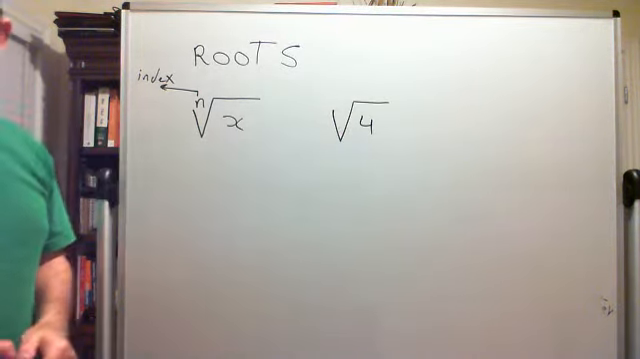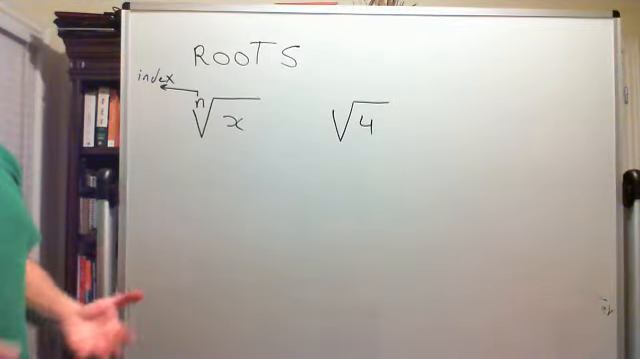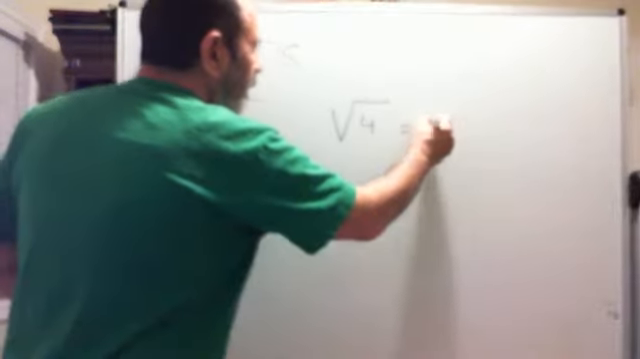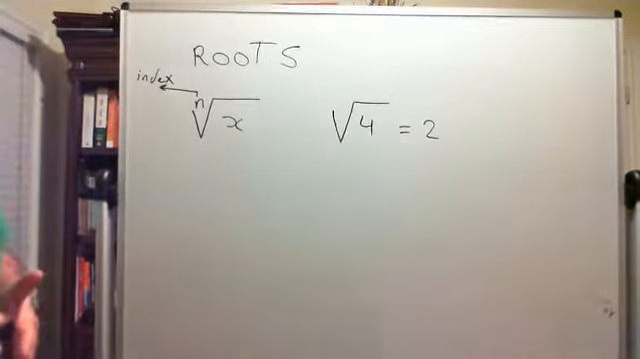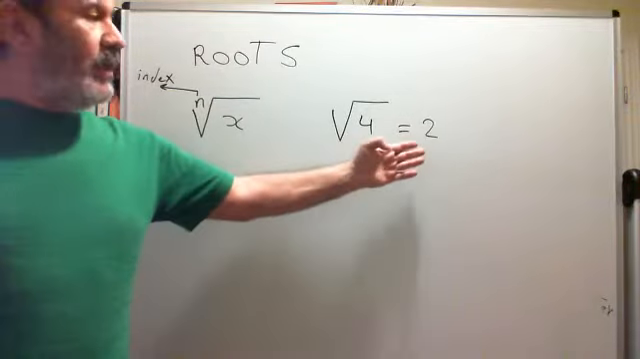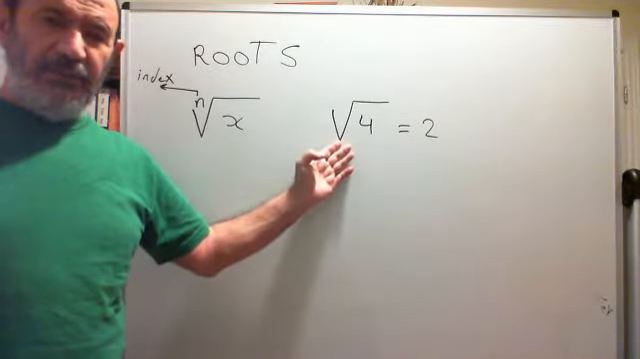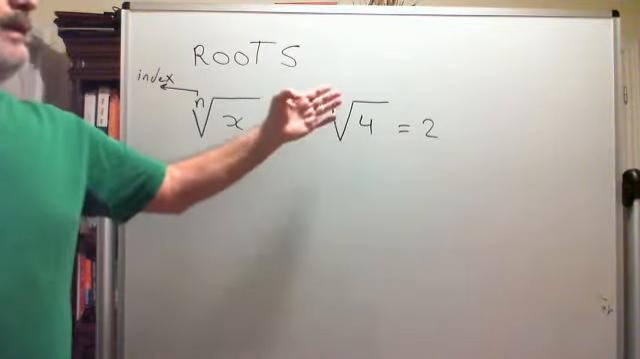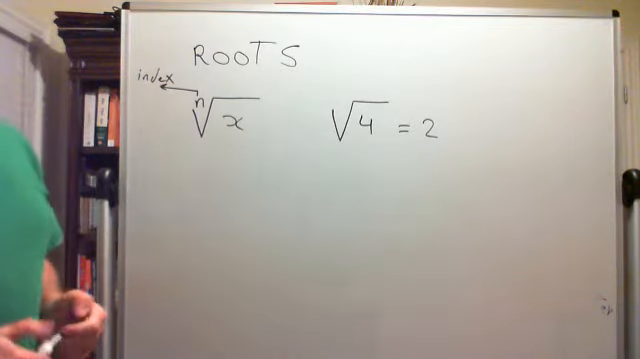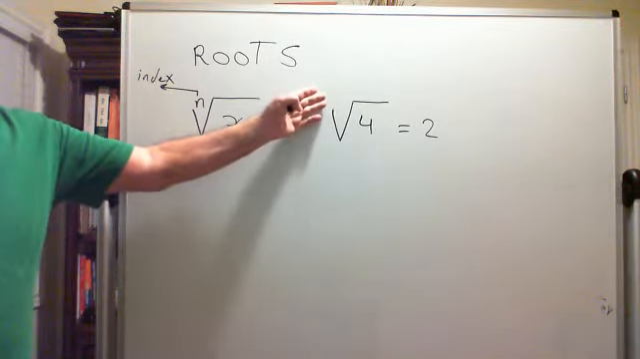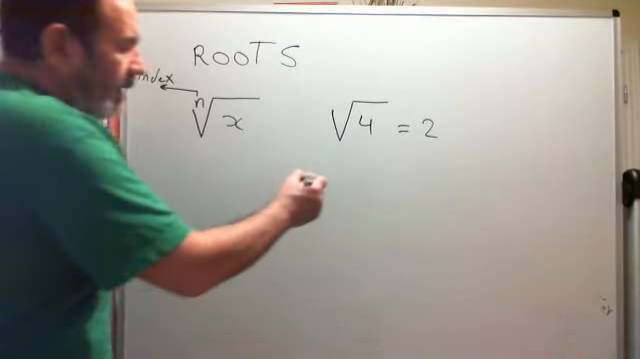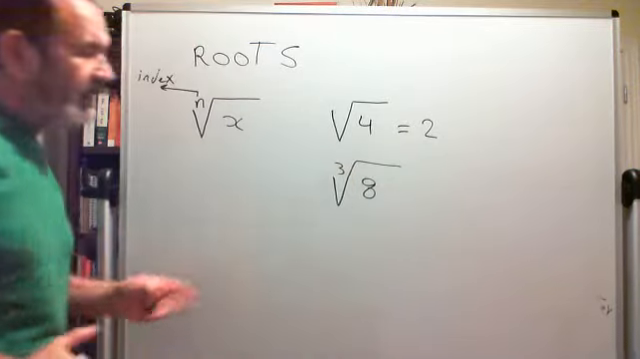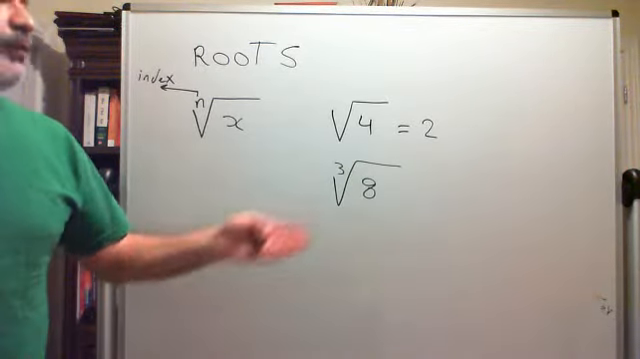A square root of 4 means we should find a number that, when we multiply it by itself, the result will be 4. So the answer is going to be 2. The square root of 4 is 2. Why? Because 2 times 2 is 4. Because the index is blank, it means the index is 2. For any number other than 2, we have to write a number. As an example, this one: the index is 3 and we call it the cube root.